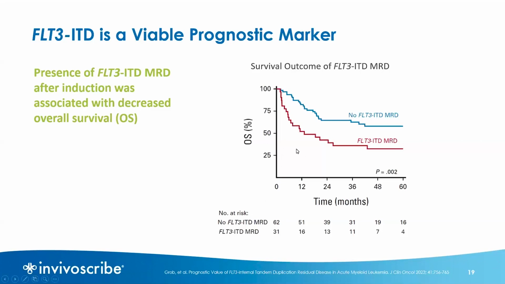What's shown here, though, is that overall survival sort of mirrors those results, in that those that were negative had a much improved overall survival relative to those that were positive. So it reveals that FLT3 ITD MRD is a strong independent prognostic factor.